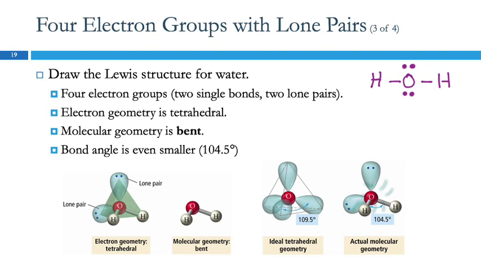Not two. So this lone pair is a group. This lone pair is a group. This bond is a group. And that bond is a group. 4 groups. What do 4 balloons do? They make a tetrahedron, right? So the electron geometry is going to be a tetrahedron.